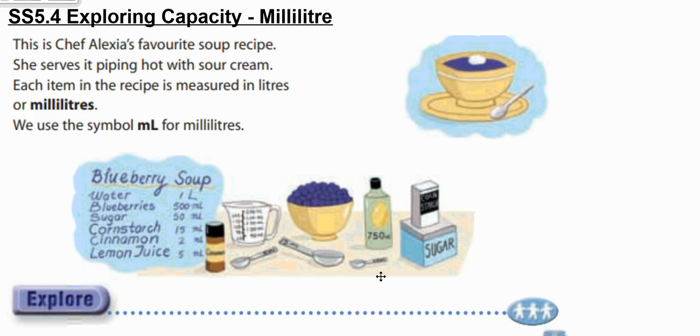In this lesson, we will continue our exploration of capacity and expand it to include the milliliter. This is Chef Alexia's favorite soup recipe. She serves it piping hot with sour cream. Each item in the recipe is measured in liters or milliliters. We use the symbol ml for milliliters.